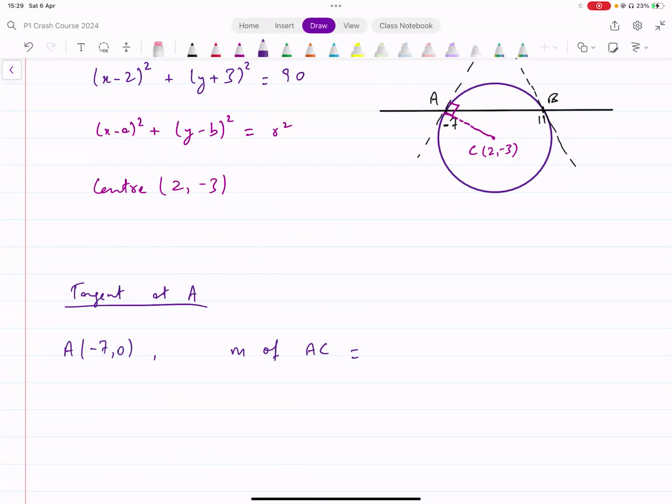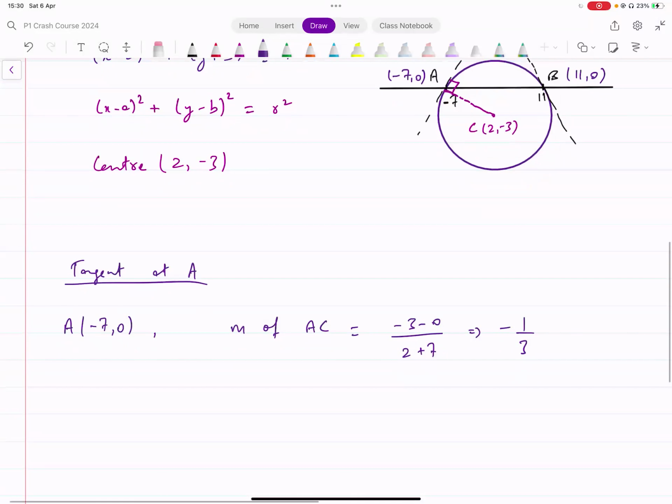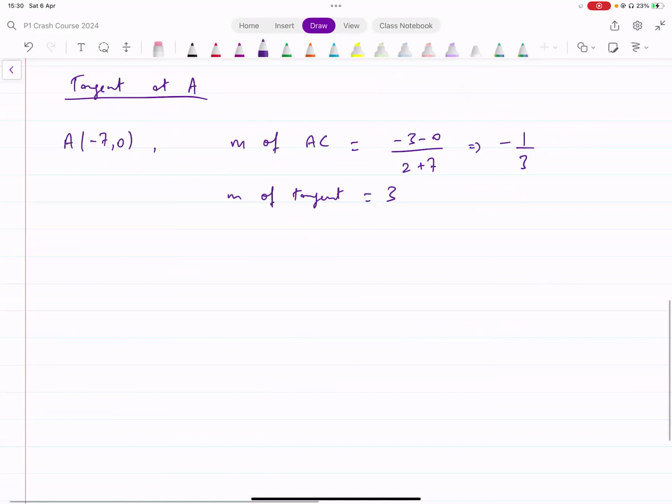y2 minus y1. Now the coordinates of the point A are -7 and 0, and the coordinates of B are 11 and 0, right? So my y2 minus y1, we can say -3 minus 0, divided by x2 minus x1. That's 2 minus -7, that's 2 plus 7. And that gives me -3/9, which is -1/3. Then what about the gradient of the tangent? It's going to be the negative reciprocal of that, so it's 3.